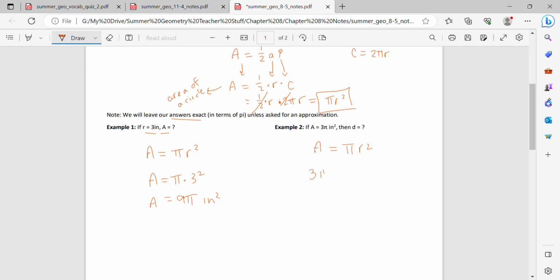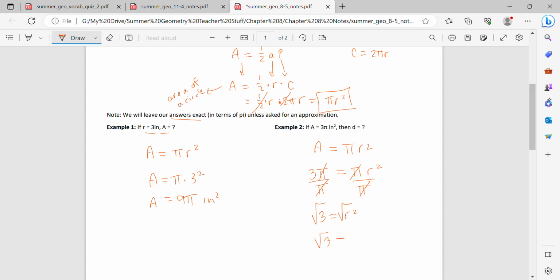Substitute 3 pi in for the area. Now what's going to happen is we're going to solve for r, right? So the first thing I'm going to do is divide by pi on both sides. I want to work into my variable. And that's going to give me 3 is r squared. And then I'm going to take the square root.